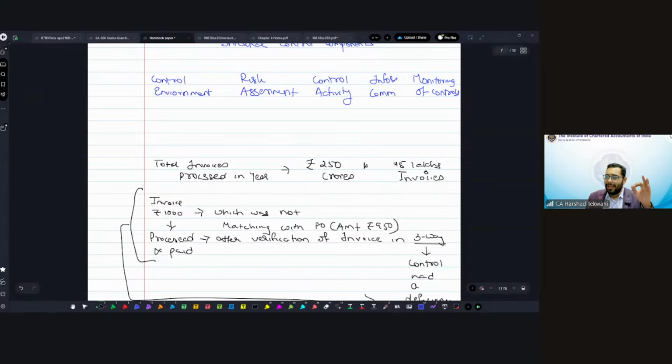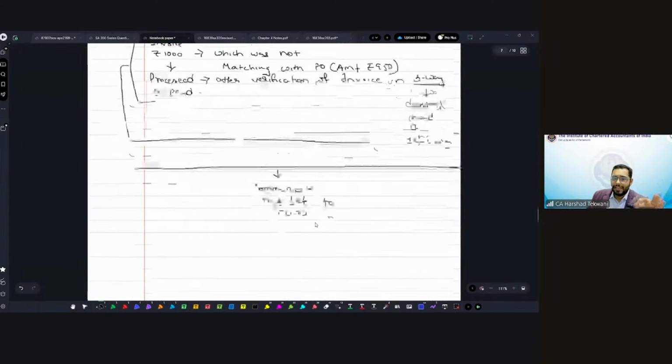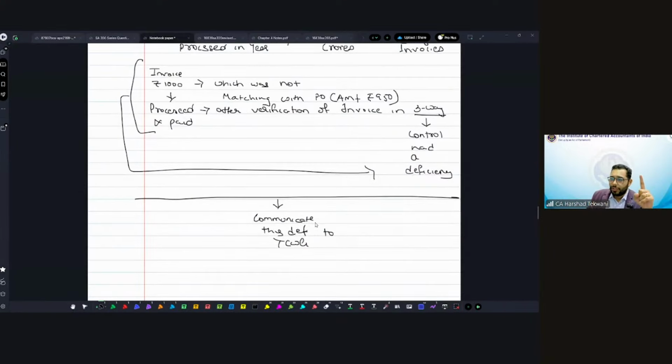Would you go and discuss with those charged with governance about this one invoice of 1,000 rupees, where you have a PO of 950, and after the three-way match it still got processed? Will you communicate this deficiency? No. The reason why?